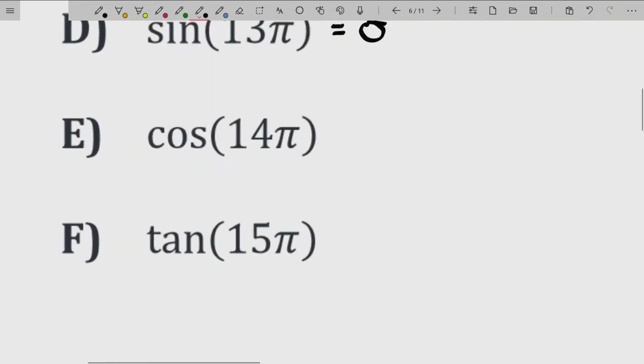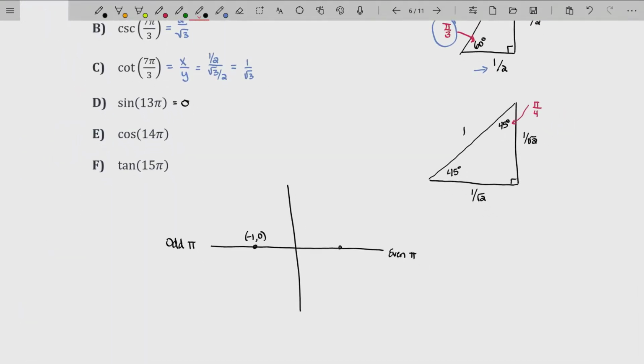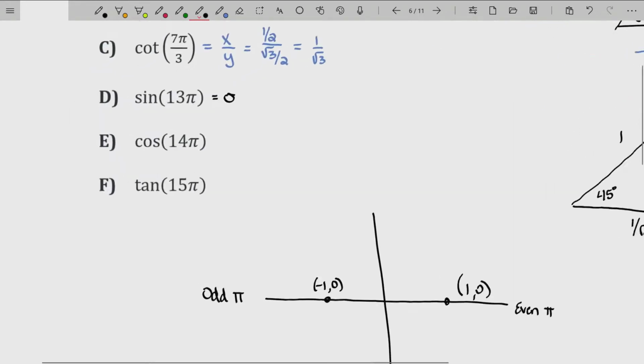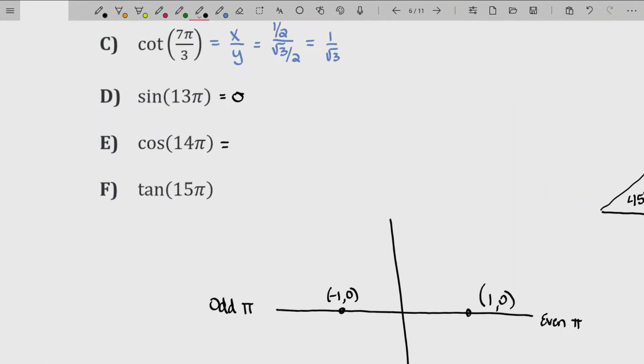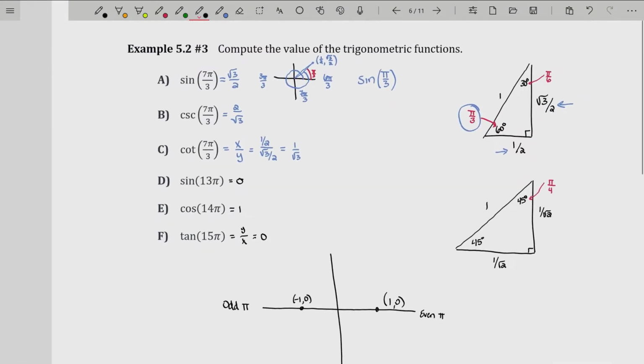Cosine of 14 pi. Well, 14 pi is going to land on the positive x-axis at 1, 0. And remember, cosine is the x value, so it's going to be 1. And tangent of 15 pi. 15 pi lands again on the negative x-axis, and it's going to be the y value over the x value, or 0 over -1, but still 0. So that's how you do that.